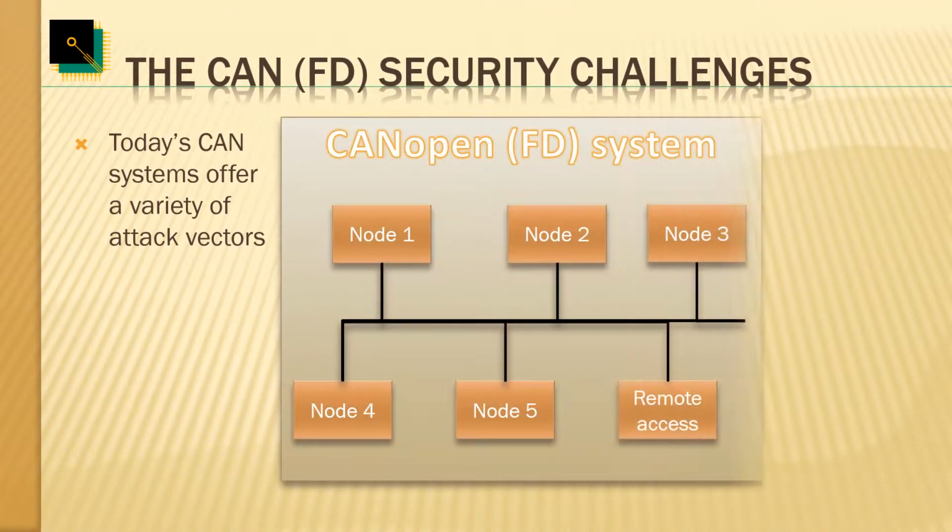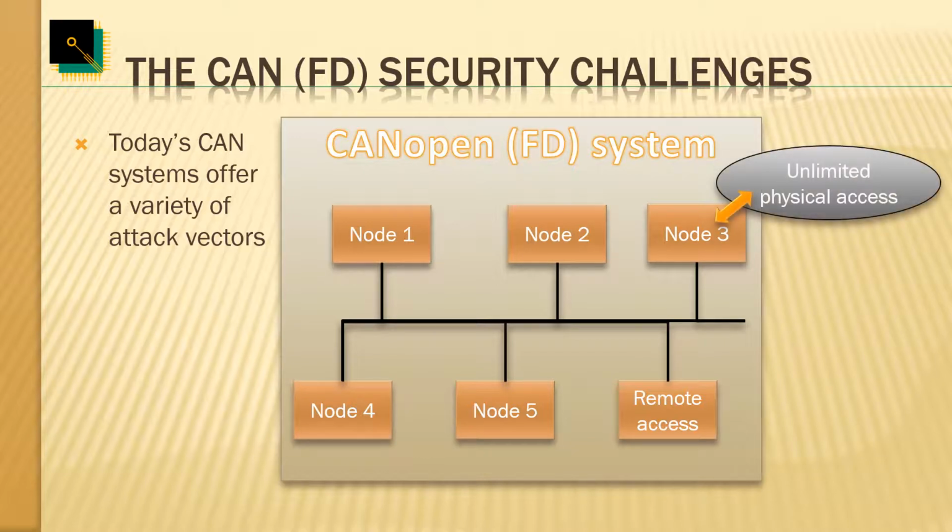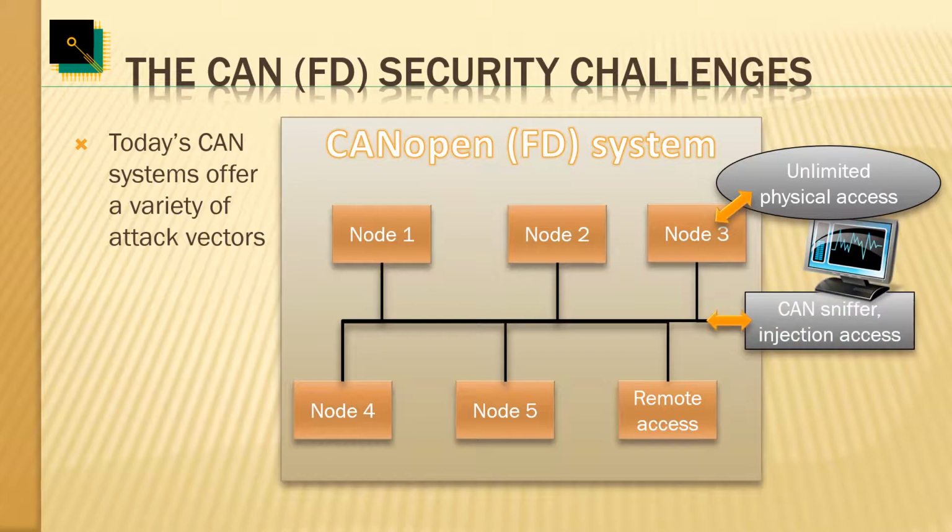In this video, we'll take a look at some of the CAN and CAN FD security challenges. A CAN network is generally not protected, and as soon as an attacker has unlimited physical access to the wires, then besides just cutting them to stop all communication, they can install all sorts of sniffers and interfaces that allow monitoring the network communication or even injecting messages.